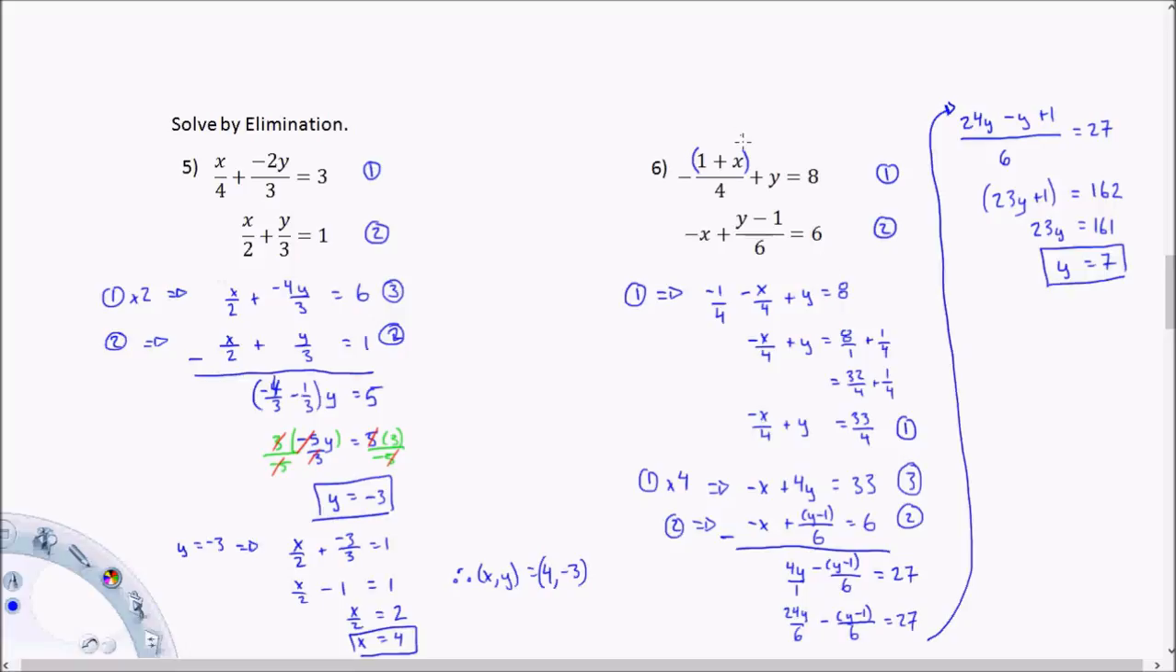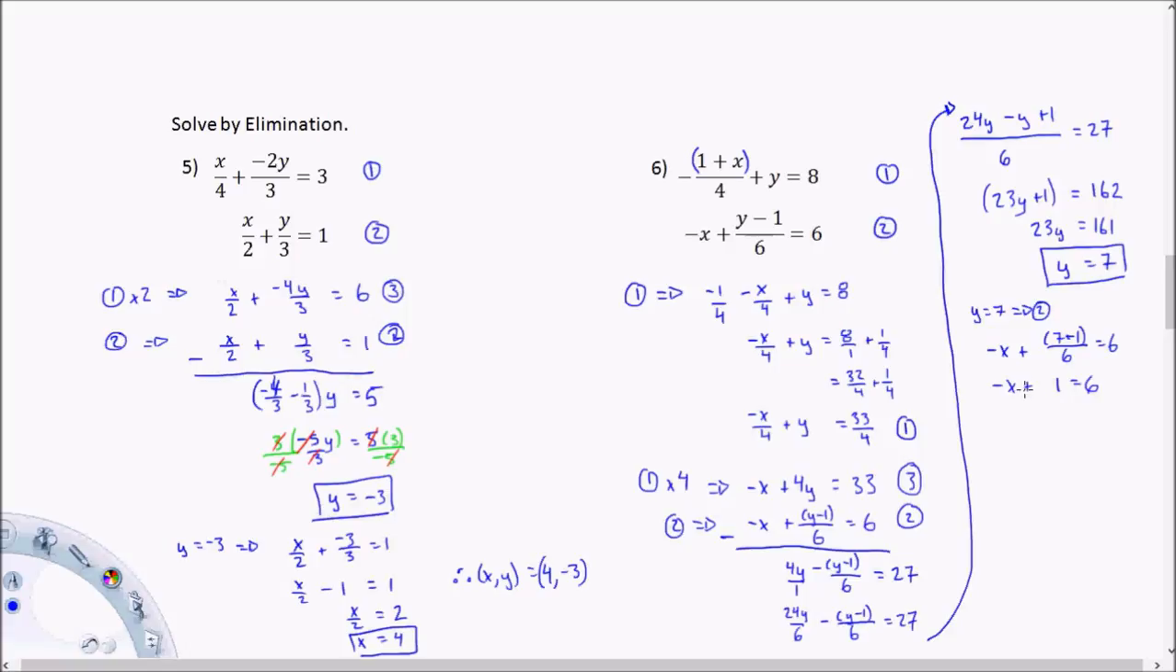And we can sub this into any of these equations, 1, 2, or 3, to solve for the value of x. I vote for equation 2 because x is to some extent already isolated. So y equals 7, we're going to sub that into equation 2. So we'd have negative x plus 7 minus 1 over 6 is equal to 6. So we'd have negative x plus 6 over 6, which is 1, equals 6.